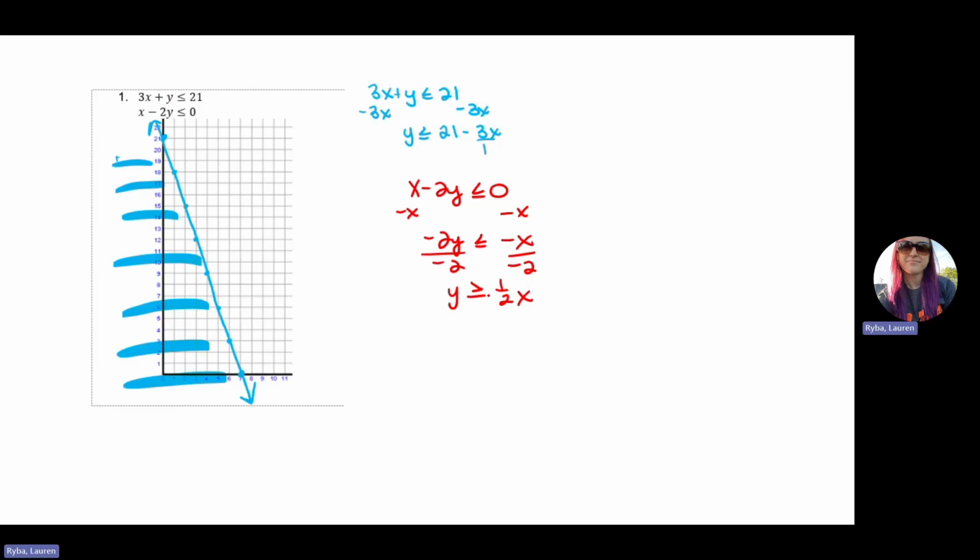All right, I'm going to start at 0, the origin. And then I'm going to move my slope up 1 over 2 and repeat that until I see I did cross exactly at a nice point here. I will draw my line, which is solid. And then for this one, it's greater than or equal to, so I'm going to shade above the line.